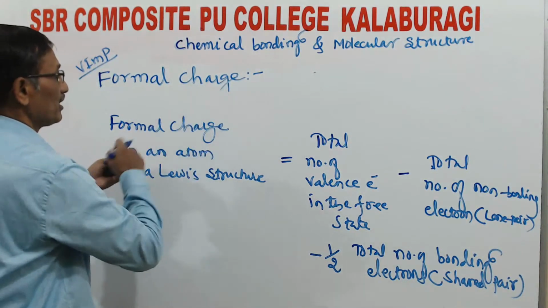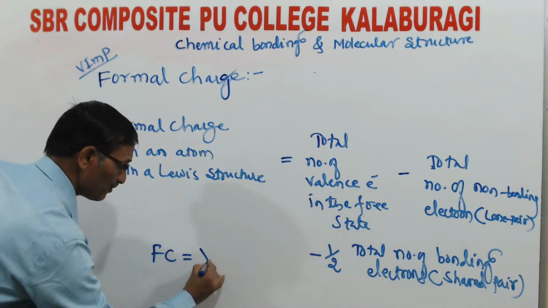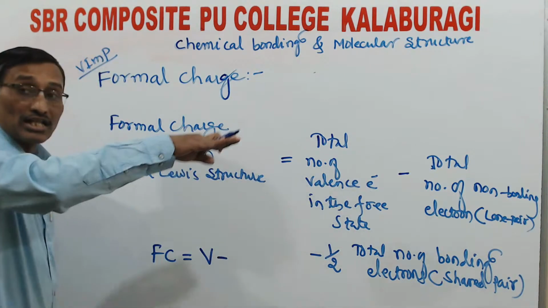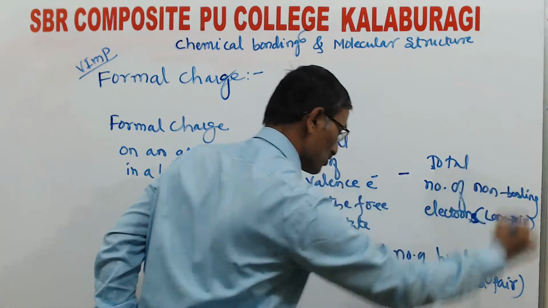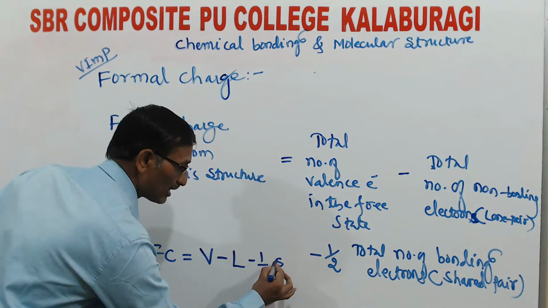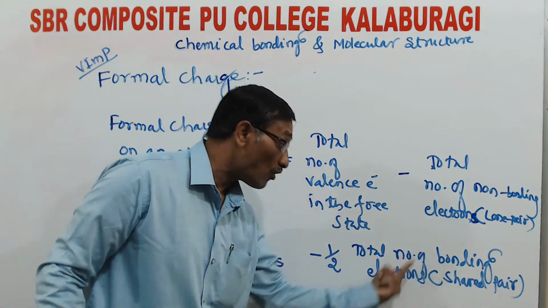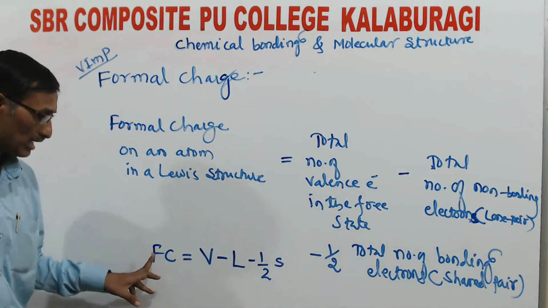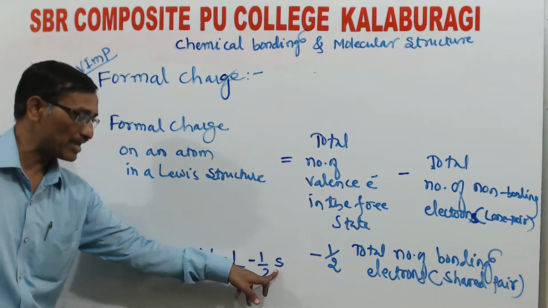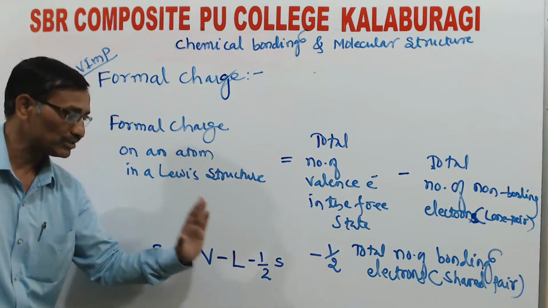Instead of this, we can do the same thing. Formal charge is equal to total number of valency electrons, I will write V, in the free state, minus total number of non-bonding electrons, that I will write as L, minus 1 divided by 2 into S. S is nothing but the shared pair electrons, bonded pair electrons. Here I took total number of bonding electrons, you have to count all the electrons. Therefore, your formula is: formal charge on an atom in a Lewis structure is equal to V minus L minus 1 by 2 into S. V stands for valency shell electrons, L for lone pair electrons, and 1 by 2 into the shared pair electrons. That one you have to remember.